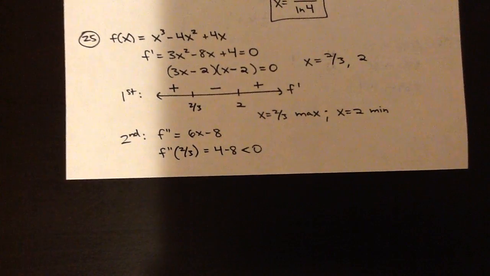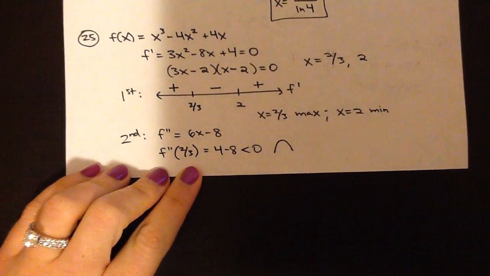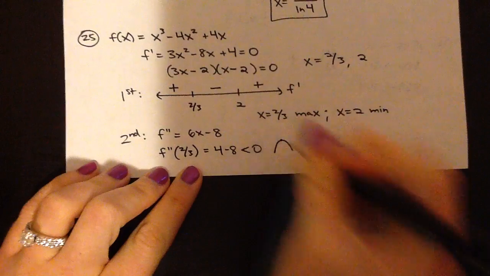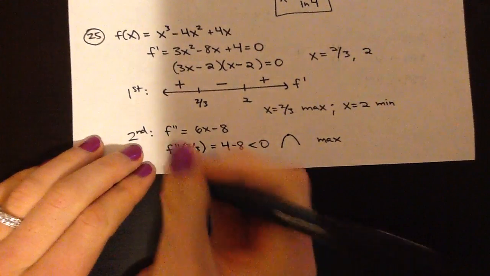And so if my second derivative is negative, that means my graph is concave down. If my graph is concave down, that means I have a max. So 2/3 is a max by the second derivative test.